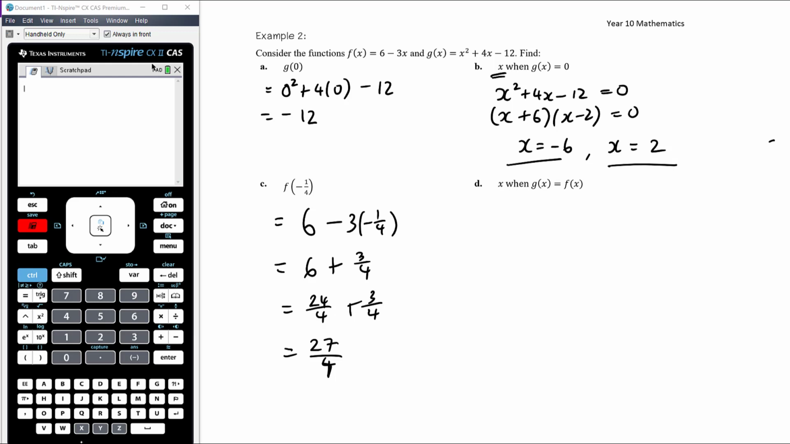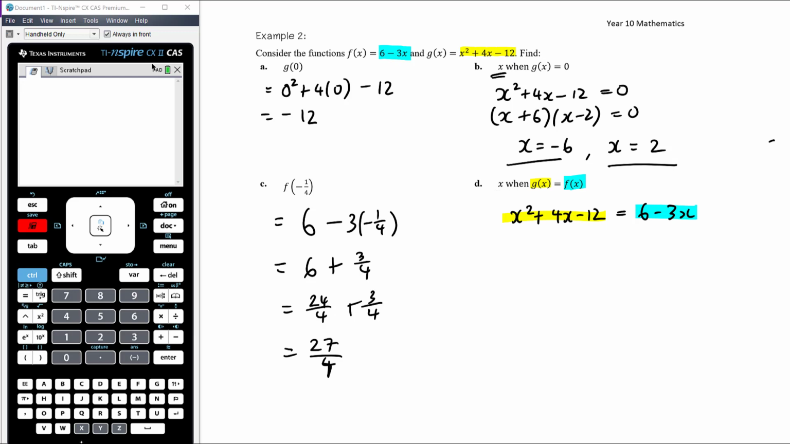And then part D, find x when g of x is equal to f of x. Okay, so this is g of x, this is f of x. g of x is equal to that highlighted in yellow and f of x is equal to that highlighted in blue. And so the equation we're trying to solve is x squared plus 4x minus 12 is equal to 6 minus 3x. That is when f of x is equal to g of x, and we want to solve that for x. We've been asked to find x.